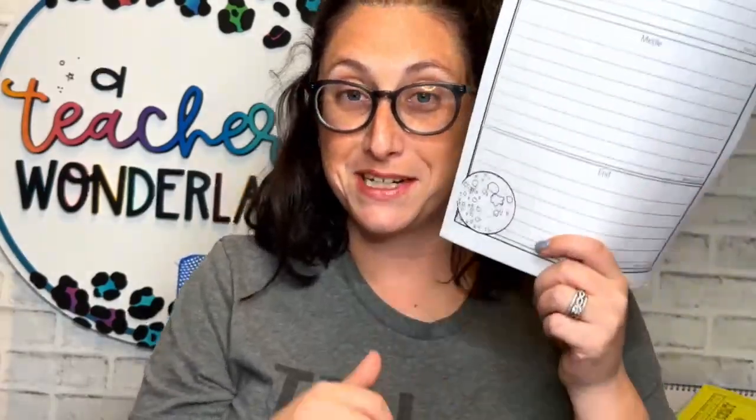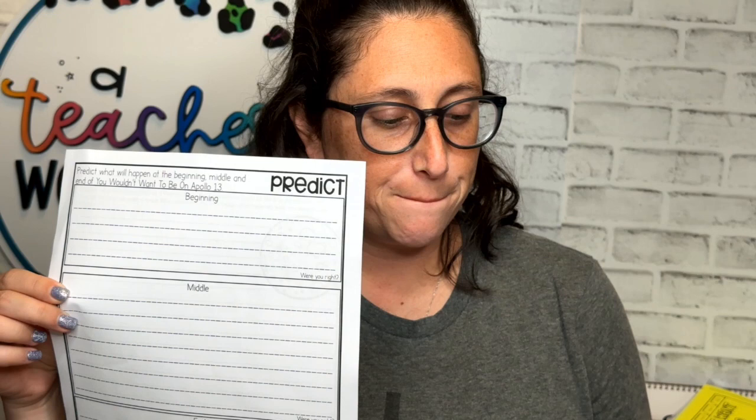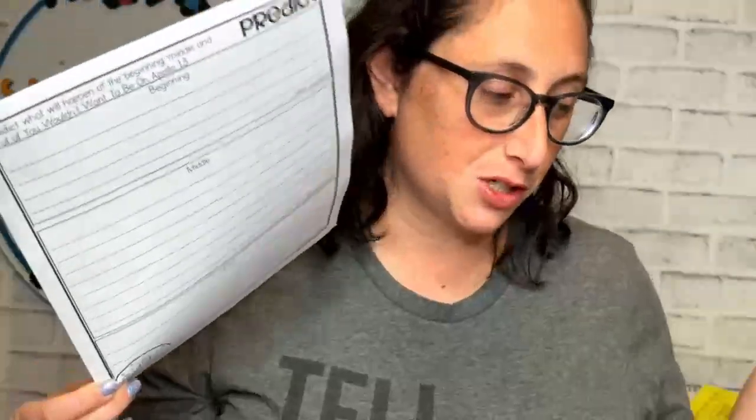And then last but not least, when I'm using this book, I like to predict what's going to happen. This is probably one of my fun activities that I do with this book. The Apollo series is all related together. So they're like, oh, it's the first one that goes to the moon. No. So they get to predict, and then a lot of times they're going to be wrong. So that's kind of fun.